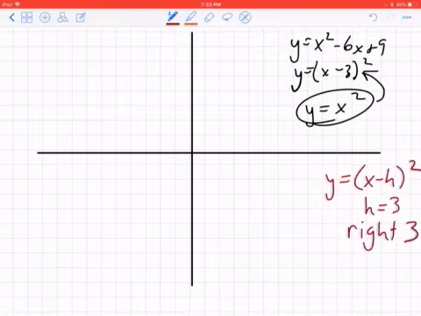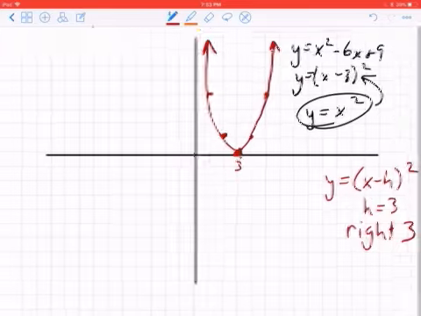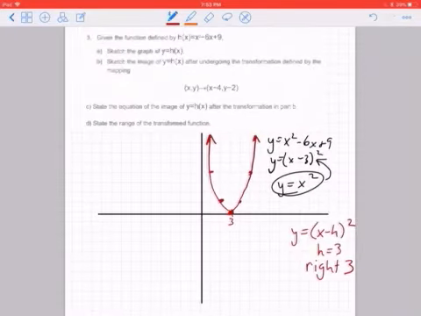So the original graph y equals x squared, which would start off at 0, 0, would now be at 3, 0. Right? So that's this point here. Then 4, 1, 2, 1. Right? At these points, over 1, up 1. Right? And then you can basically graph this, and that is our original graph of y equals x squared minus 6x plus 9. Okay? So then it says sketch a graph of h at x, which is basically what we have already done here. So that is part A.